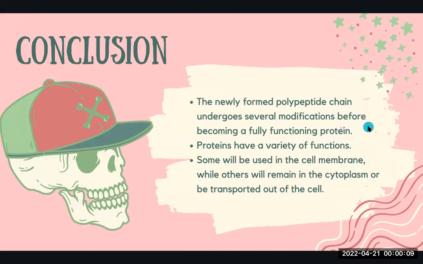While others remain in the cytoplasm or will be transported out of the cell, many copies of the protein can then be made from just one mRNA molecule. This is because several ribosomes can translate the same mRNA molecule at the same time. These clusters of ribosomes that translate a single mRNA sequence are called polyribosomes or polysomes.